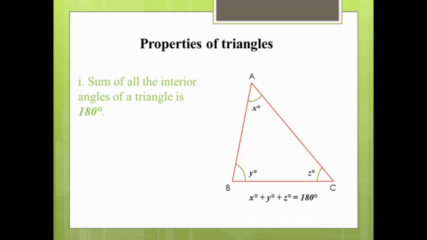This property is used to find the third angle if we have two angles of the triangle. For example, if we have the values of any two angles of this triangle, let's say x is 38 and y is 81, then we can calculate z by this: 180 minus 38 minus 81 is equal to 61 degrees.